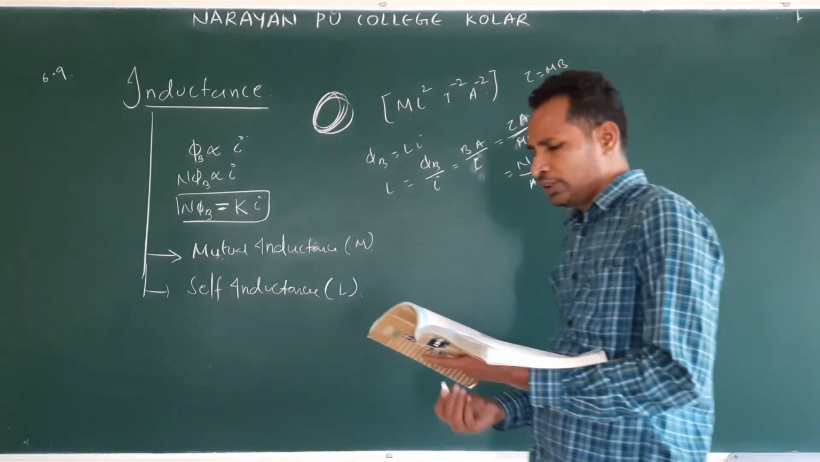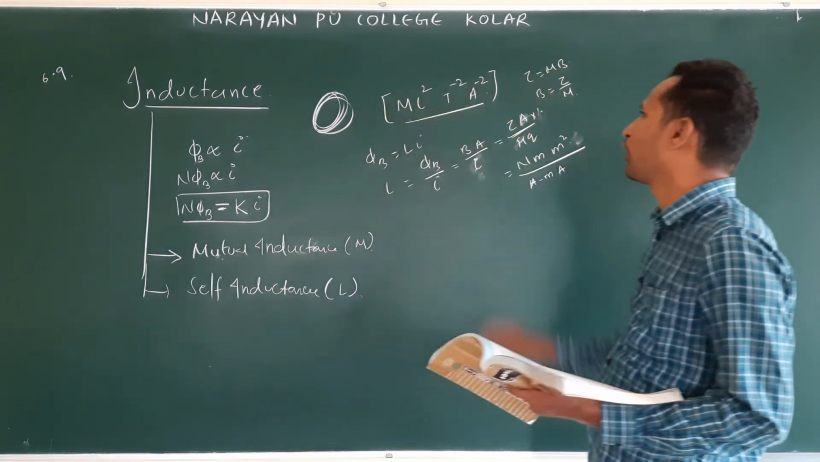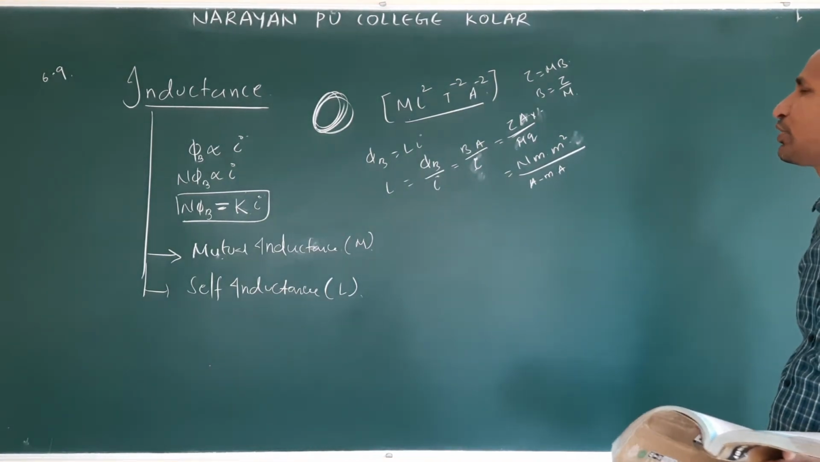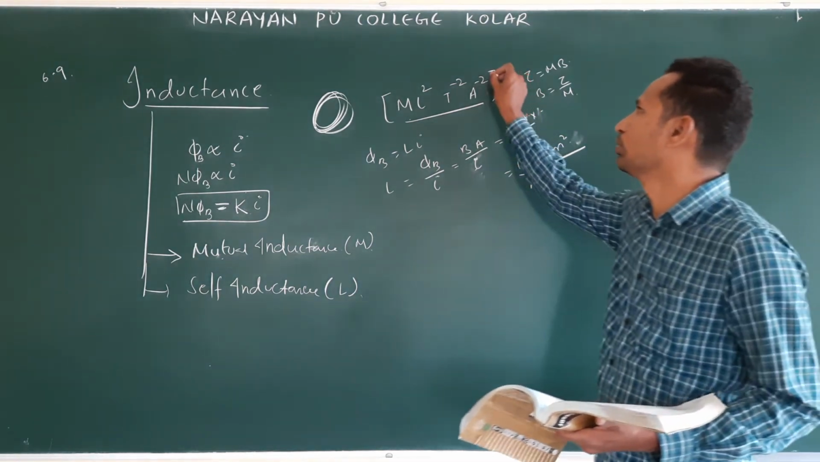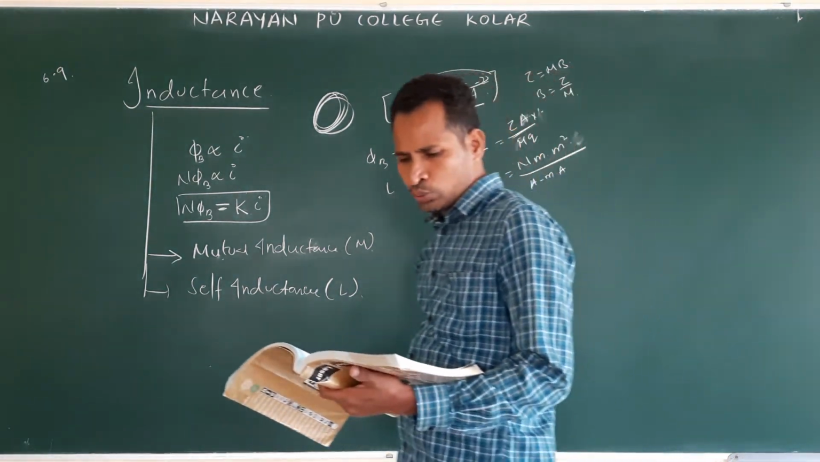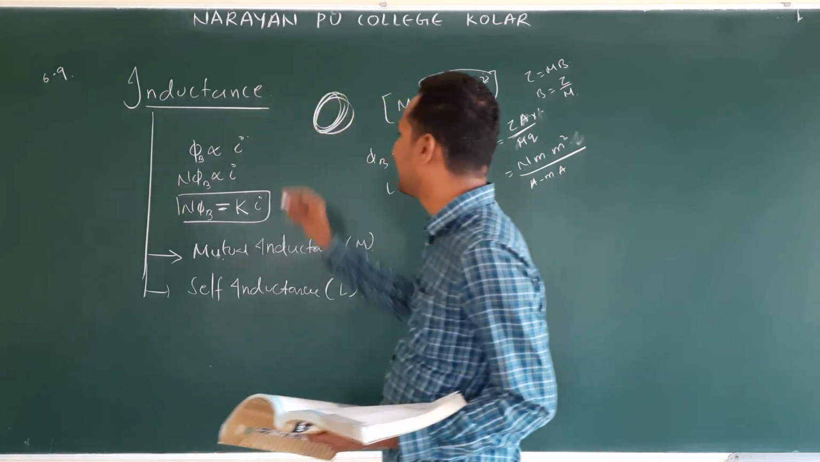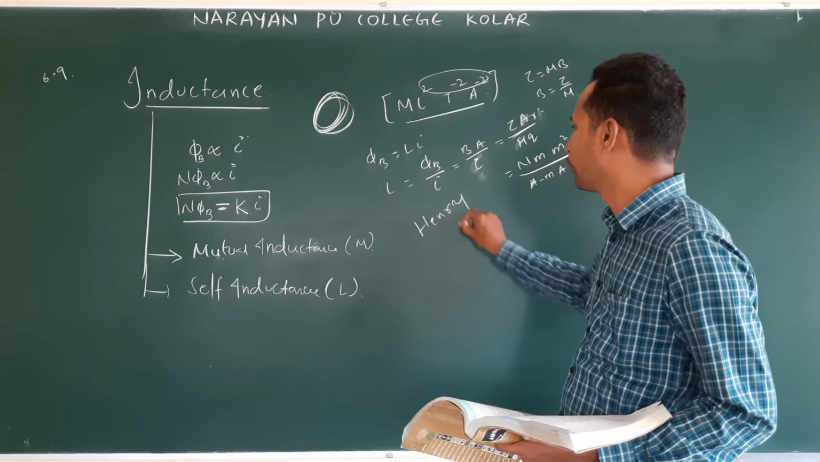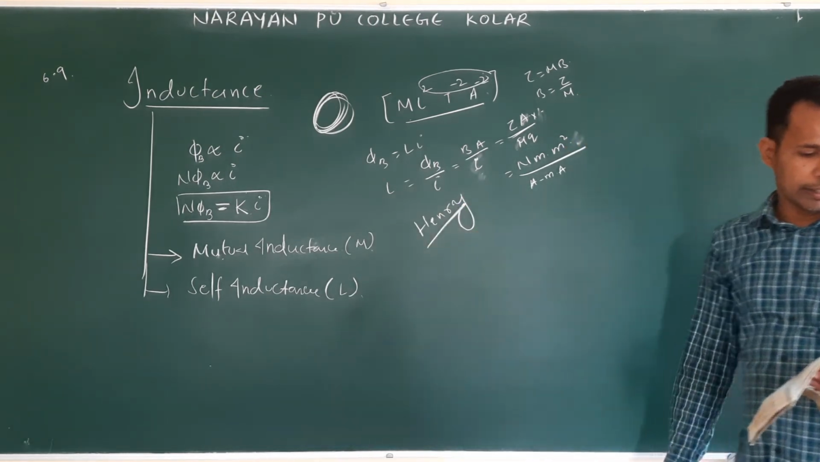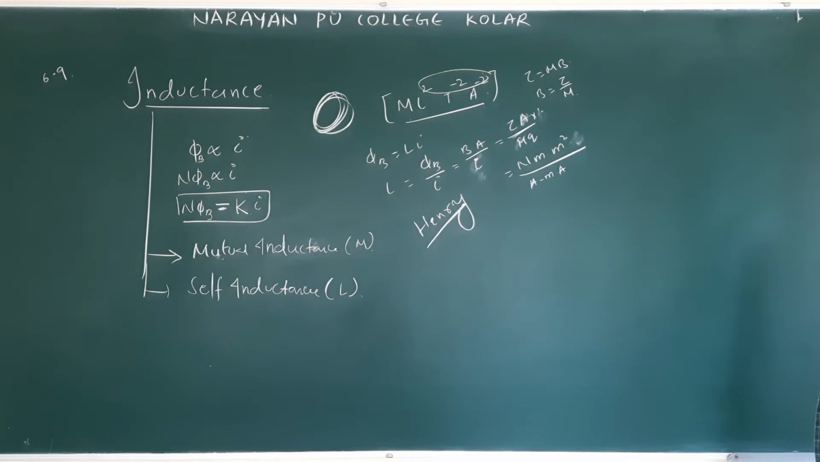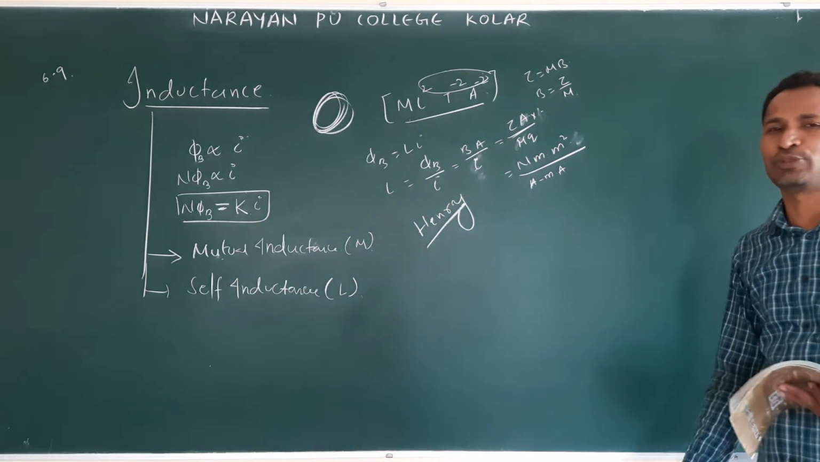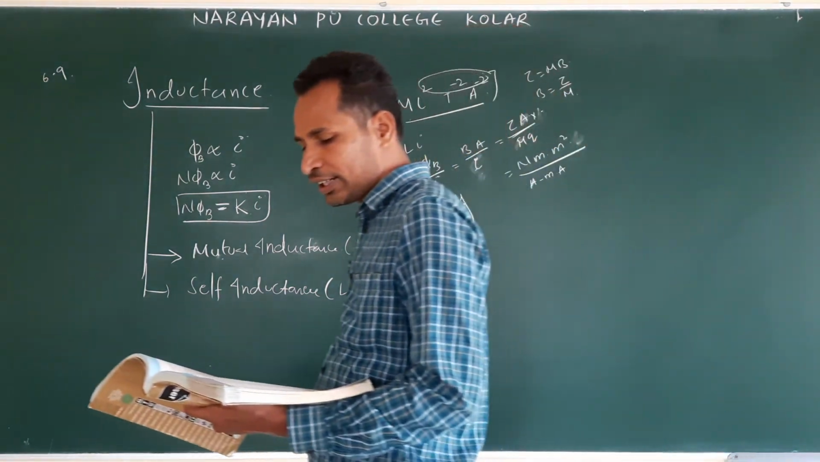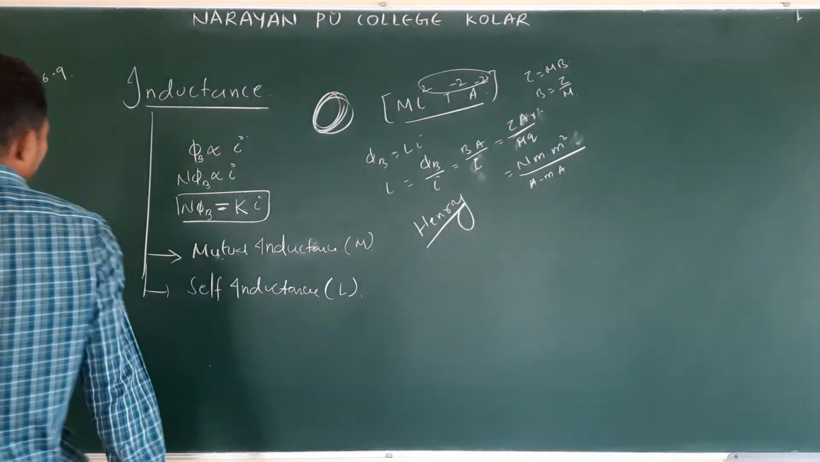Otherwise, you can remember this. The dimension formula of inductance, whether mutual inductance or self-inductance, is the same for all: M L squared T to the power minus 2 A to the power minus 2. The unit of inductance is Henry, named after the scientist Henry. It is a scalar quantity. This is about inductance.